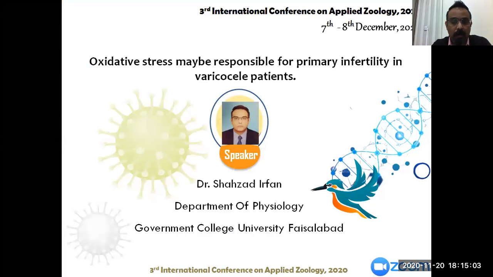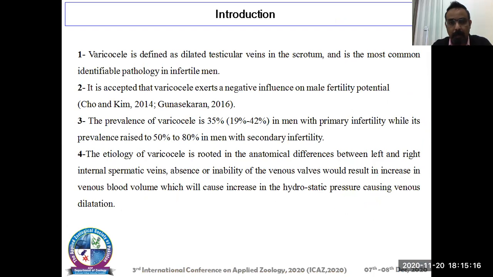The title of my presentation is Oxidative Stress may be responsible for primary infertility in varicocele patients. First, I will give you a brief introduction. Varicocele is generally defined as a problem in the venous architecture of the testes, and pathologically it is specifically the dilation of the testicular veins in the scrotum.